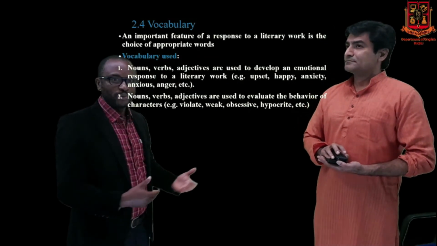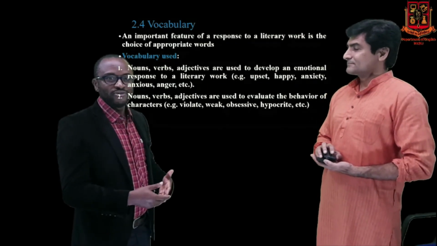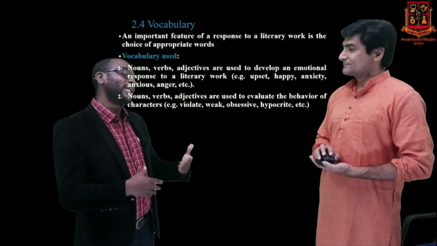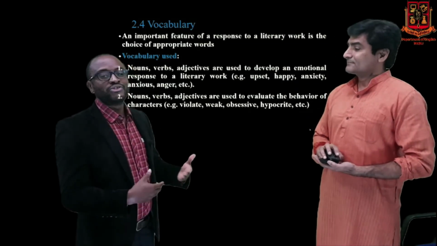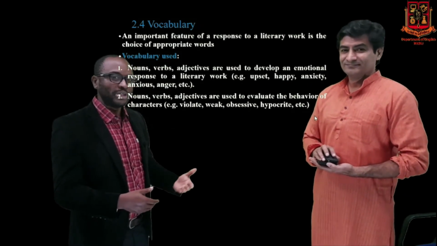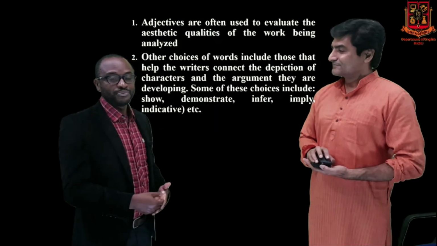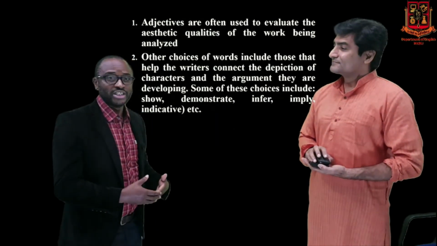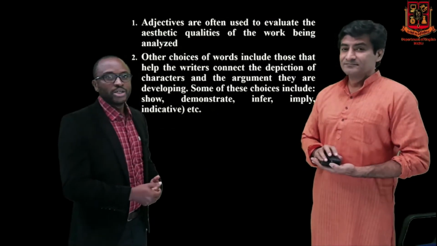So, for instance, we can use violate, weak, obsessive, hypocrite, but you have to interpret what you are describing. If you describe him as weak or as obsessive, you have to interpret, you have to show what this obsession means for you. So we use also adjectives to evaluate the quality of the work.